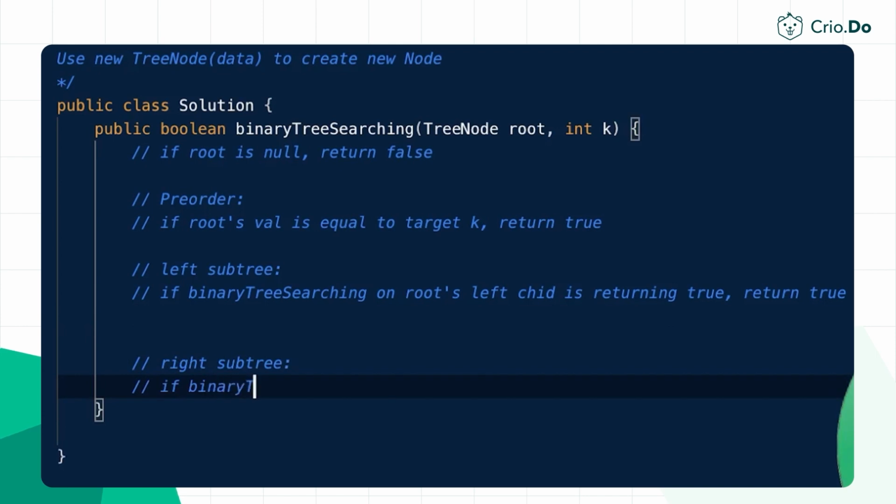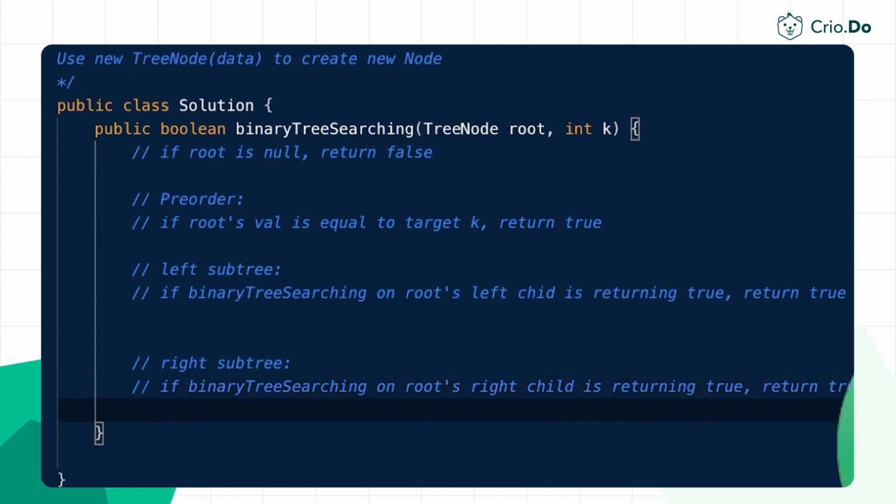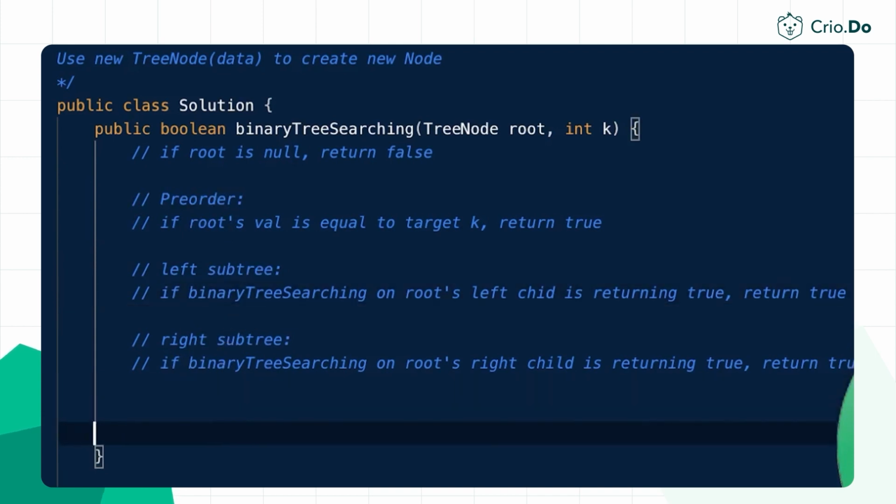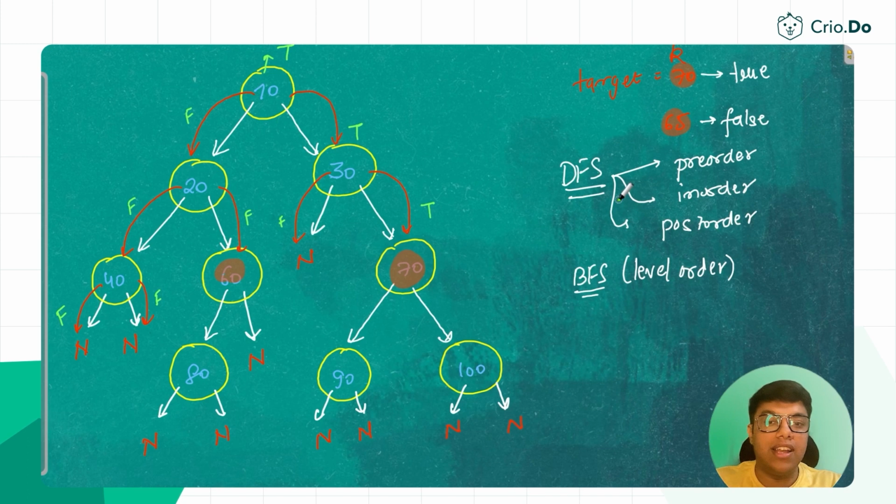If the binary tree searching, that is the recursive function, on root's right child is returning true, we will also return true, because we are able to find the target node in our tree. If the target is not present in the root, neither in the left subtree nor in the right subtree, then finally we are going to say return false, target is not found, target search unsuccessful. So this is the last case, when the target is not present.